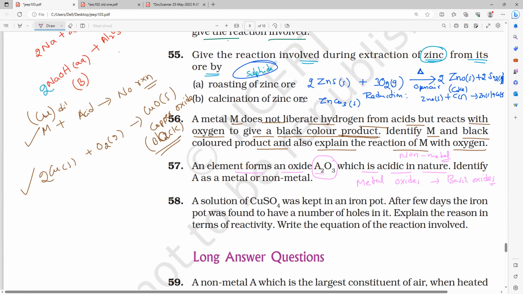That is why, A2O3 is forming, so identify A as a metal or non-metal. What is that, everybody? A is a what? Non-metal. All of you, A is a non-metal. Because it is an acidic oxide, acidic in nature. That's all it is. Over. Clear? Next, last question in the short answer questions.